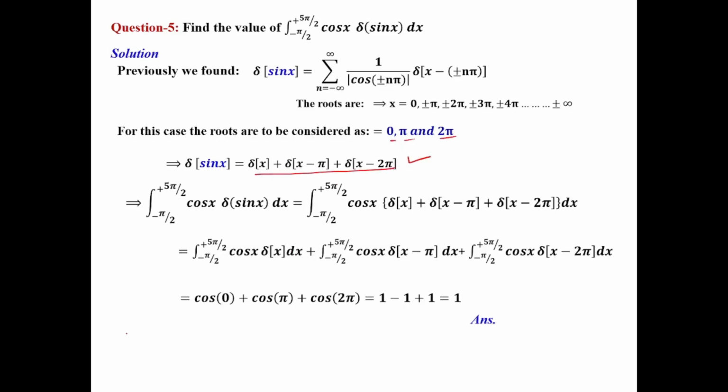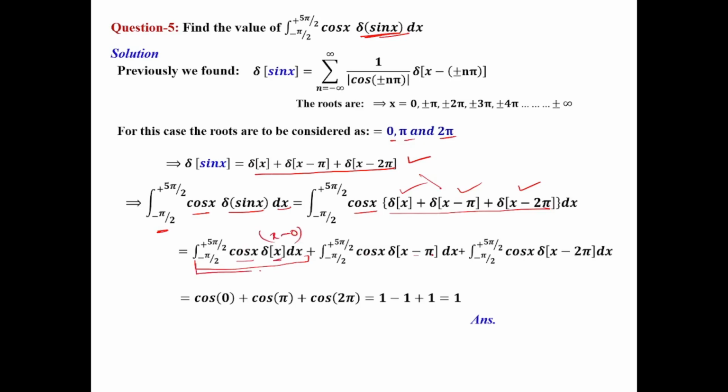Got it? Okay, now we have to just put these values over here. That implies the integral from minus pi by 2 to plus 5 pi by 2 of cos x delta sin x dx will be this much cos x, and the same thing I have written over here. Here these are the three terms, 1, 2, 3. So obviously three integrals we can write over here: the integral of cos x delta x dx, cos x delta x minus pi, cos x delta x minus 2 pi, where delta x is x minus 0 you can say.